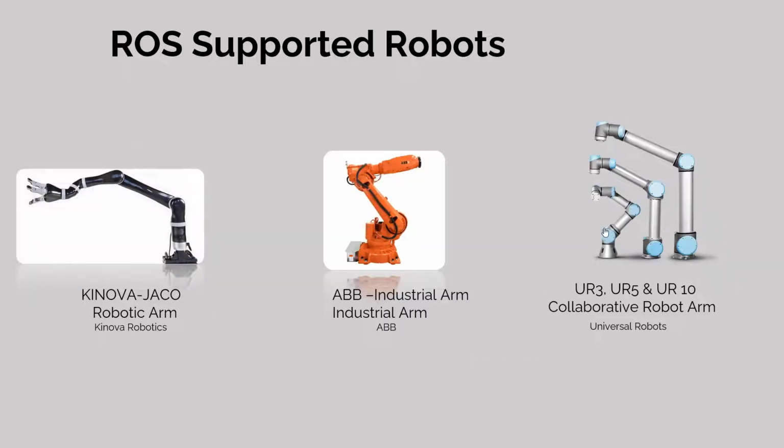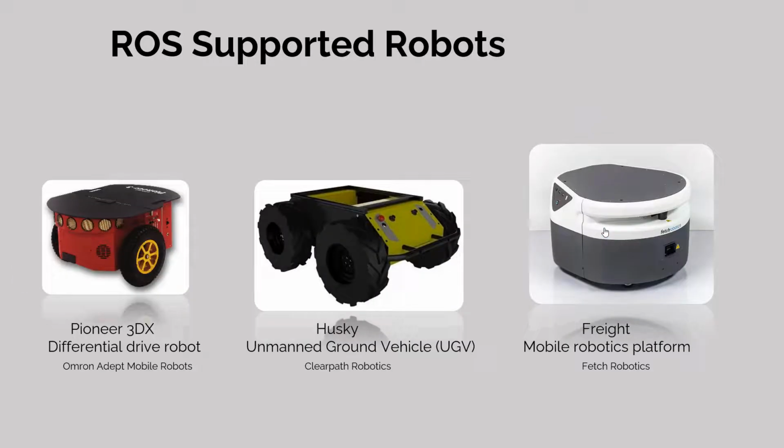Then robotic arms: the ABB industrial arm supports ROS. Then UR5, Kinova. Then Pioneer 3DX, which is a standard platform for mobile robots. Then Husky, which is a rugged outdoor robot.